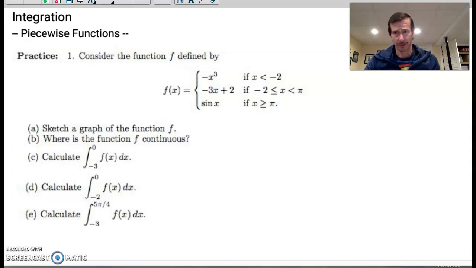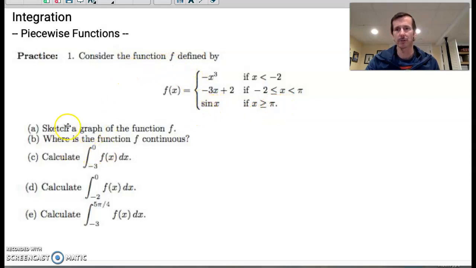All right, welcome to integration piecewise functions. We have this piecewise function over here, and again, that just means that there are literally separate pieces to the function. So this piece, this cubic function, is only valid when x is less than -2. Between the values of -2 and pi, we have a line, and from pi on, we have a sine curve.